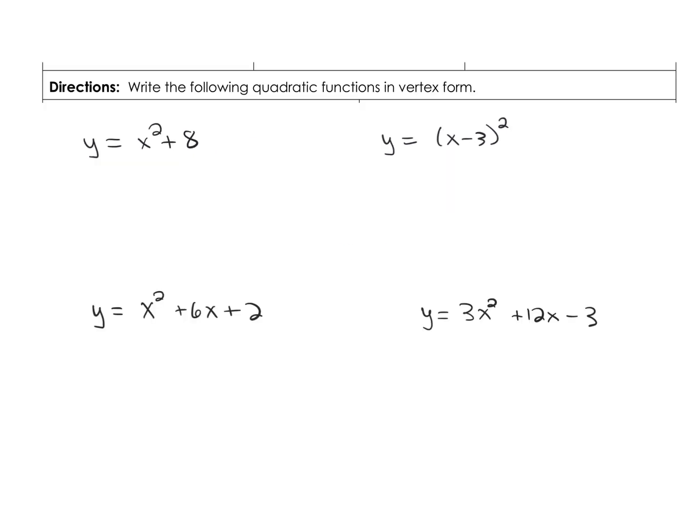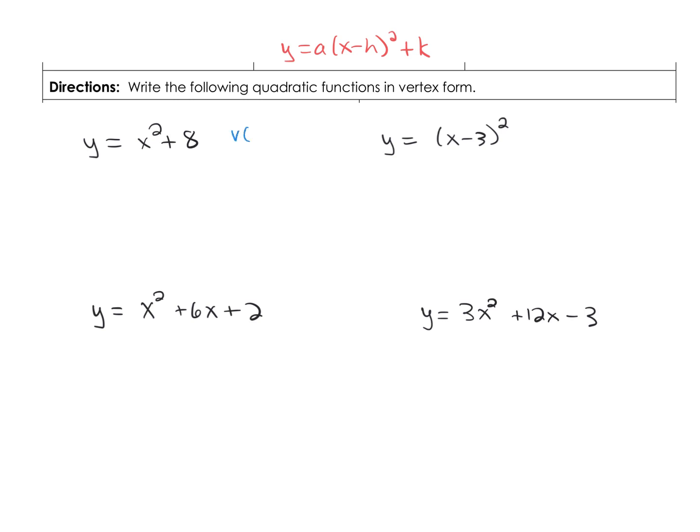Now we're going to write these in vertex form. So remember that the vertex form looks like y equals a(x minus h) quantity squared plus k. If you look at this one, we know that this has been shifted up 8 units. So our new vertex is (0, 8). We know that from the work that we've already been doing this week.